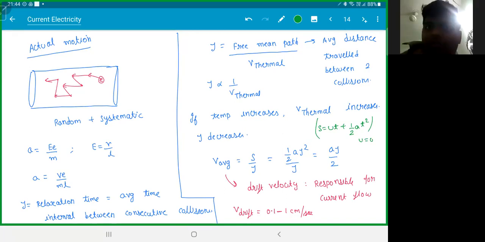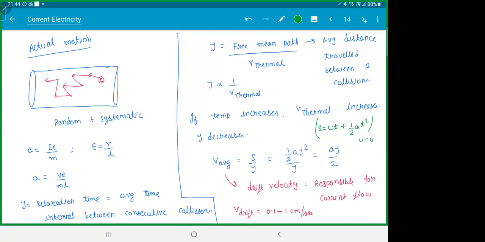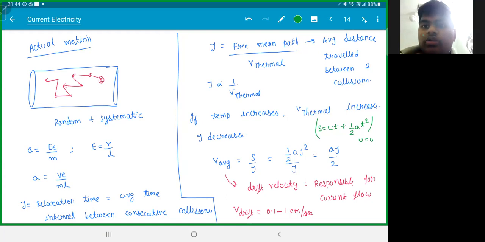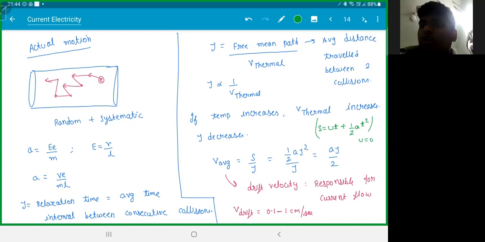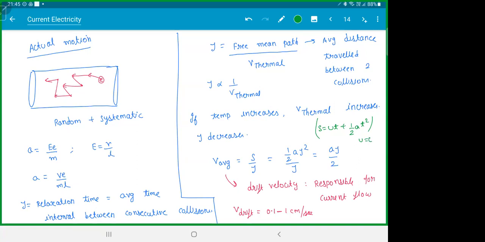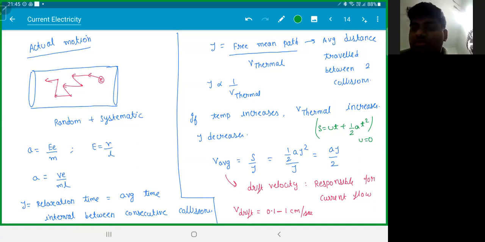Sir, at the end of the conductor, will the velocity be 0? What? At the end of the conductor, this U is the electron's speed record. Yes, that's what I was asking, will V0 be 0? This is the thermal speeds we are talking about, so it's almost 0. After collision, you stop, right?